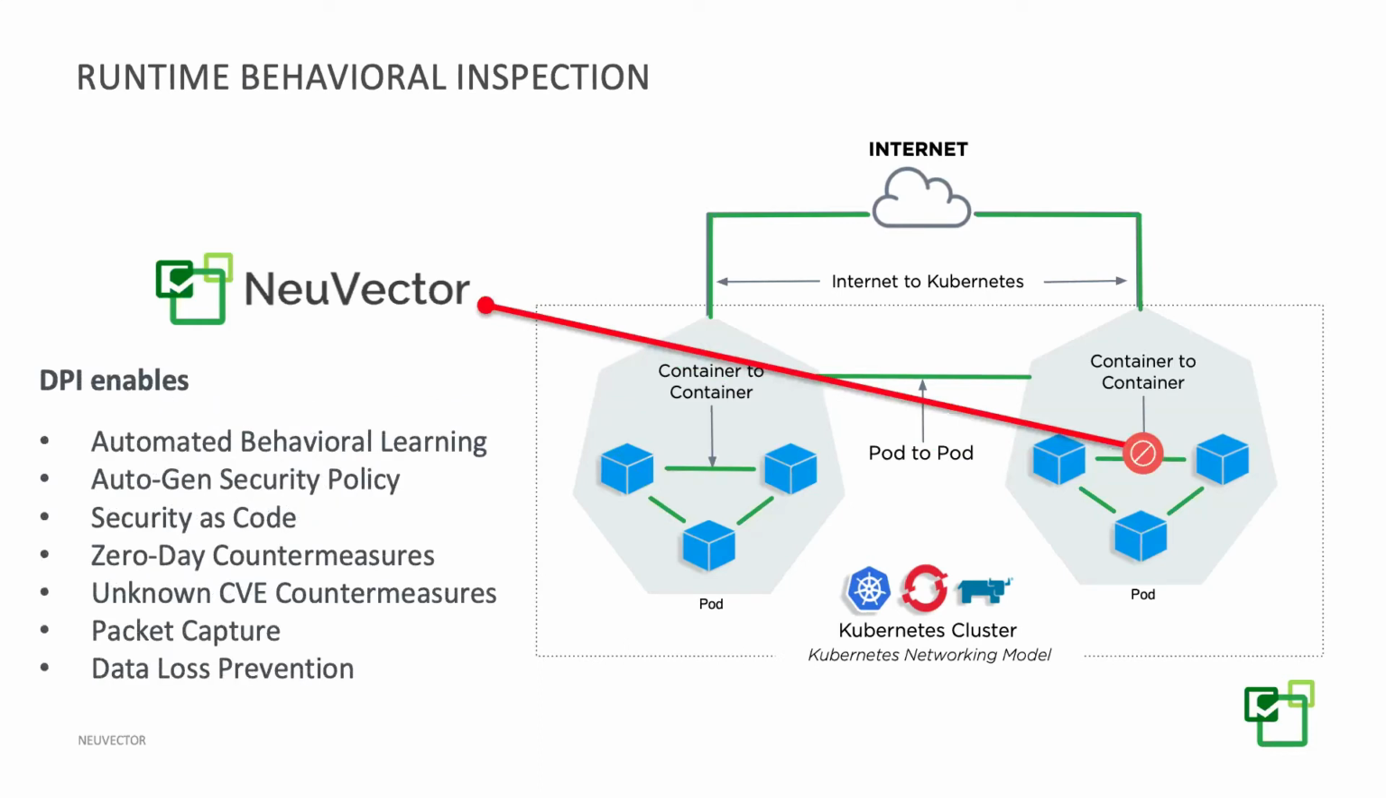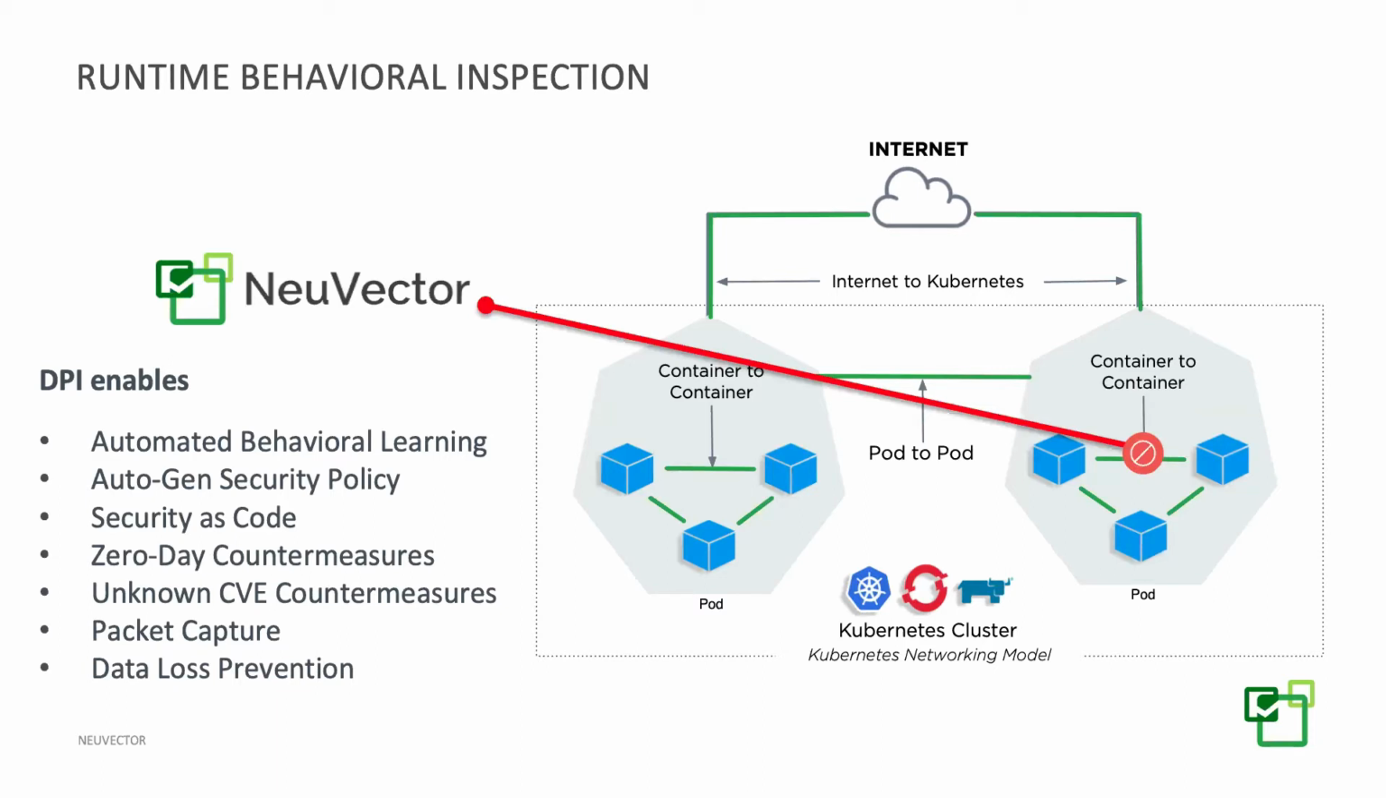Because we're able to look into the packet, we're able to then learn the traffic using behavioral learning in a test environment. We're able to create those rules automatically for you and then export them as security as code. Once you lock down those containers in production, it's going to provide protection against zero-day attacks, unknown, undisclosed vulnerabilities. We're also going to be able to do packet capture, kind of like tcpdump, but we're going to put it in the context of this container, this pod exhibited this type of packet behavior.